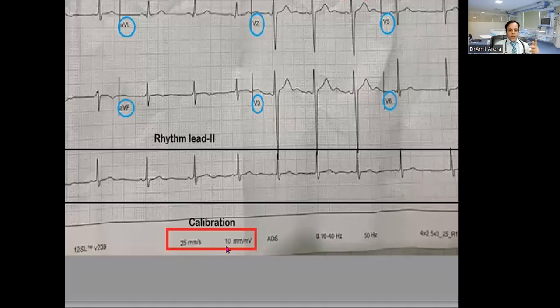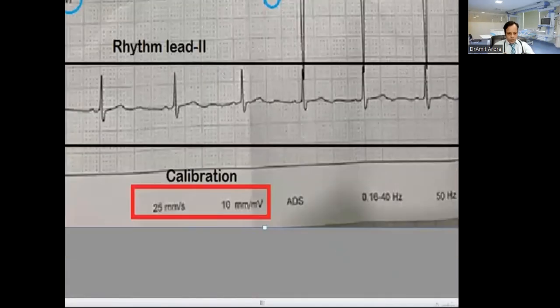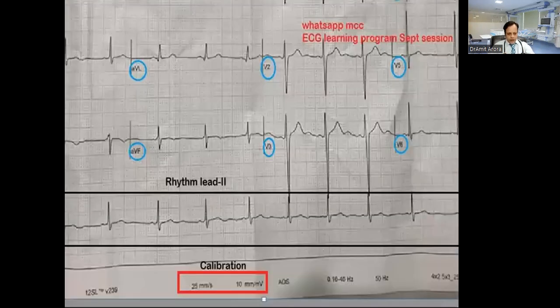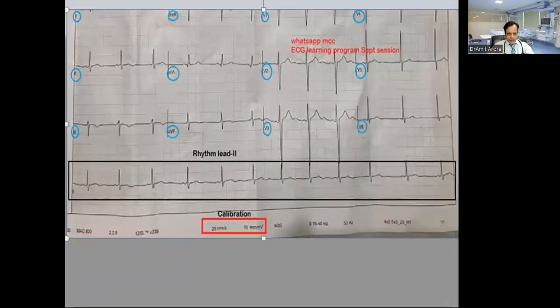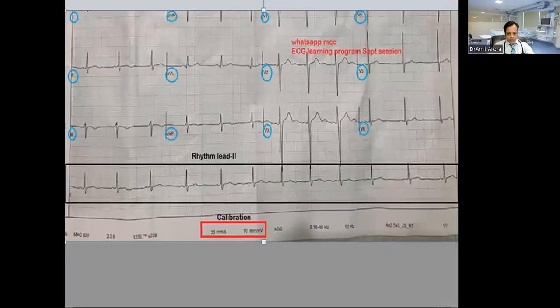If the speed is double, then whatever heart rate we calculate, we have to double it. If it is 37, then we have to double it. So this is very important. Or suppose the voltage, can you see this, or should I zoom in more? If the voltage is double, then the complexes will be of double size. You have to remember this.